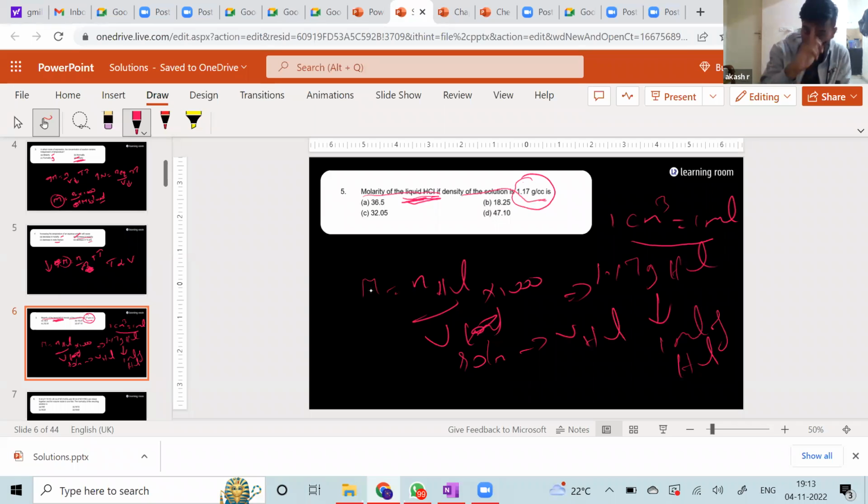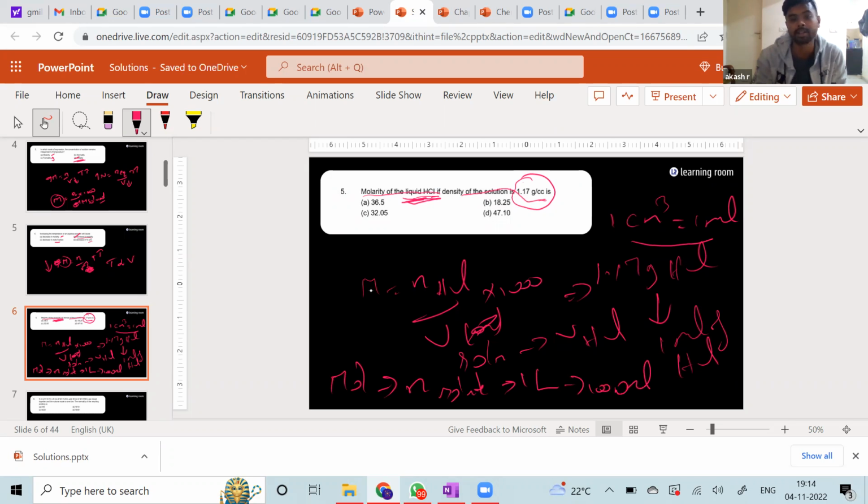Now, what is molarity? Number of moles of solute present in 1 liter of solution, that is nothing but 1000 ml of solution. That is the definition of molarity, right? Number of moles of solute present in 1 liter of the solution.